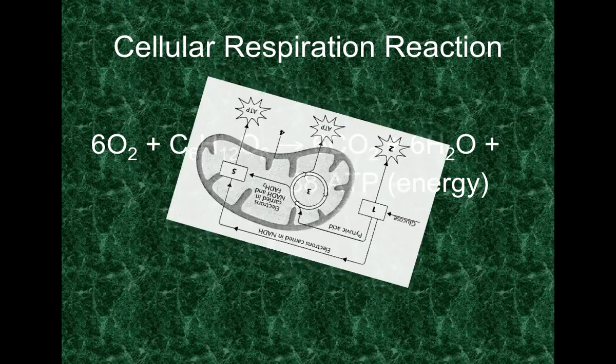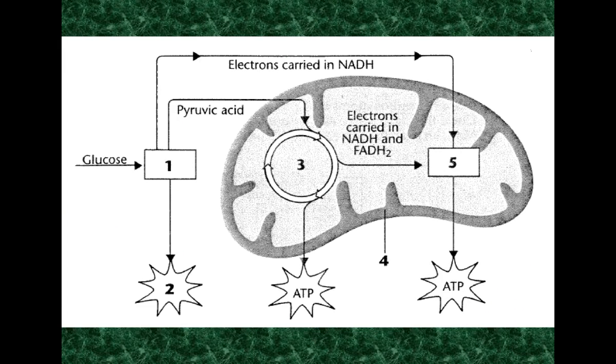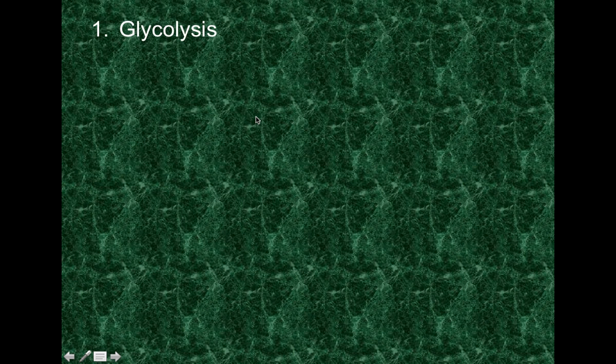Okay, so now we need to switch over to the last few handouts that we have. The first one is our overview of cellular respiration. Kind of like what we did with photosynthesis, we're going to give you a visual of the process. So this is the process, and we're going to take a look at what 1, 2, 3, 4, and 5 are. So glucose inserts into number 1, which makes pyruvic acid and electrons carried in NADH. That first process is glycolysis. Off of glycolysis, we get number 2, which is again ATP.